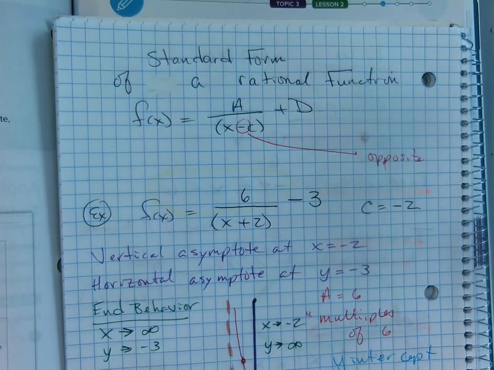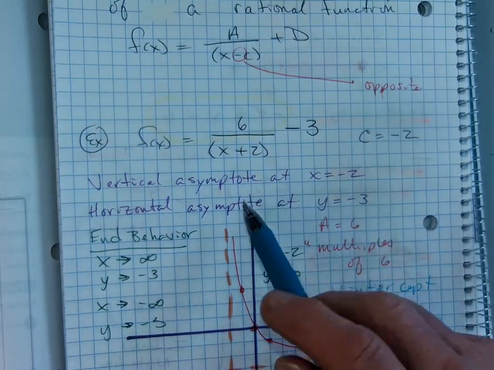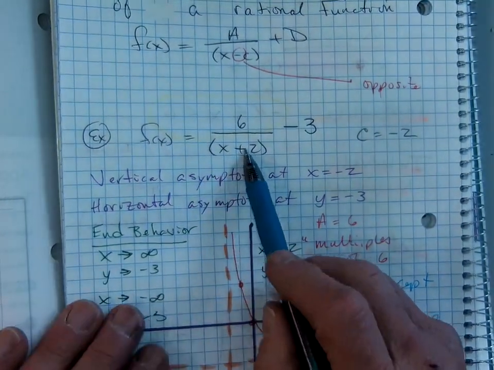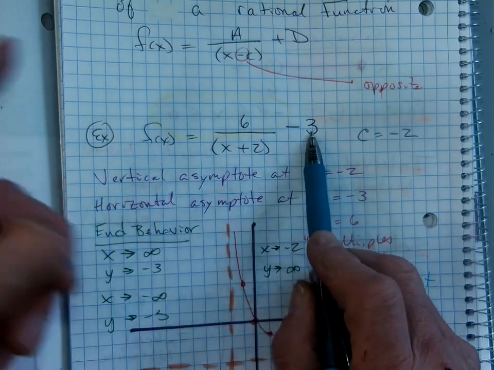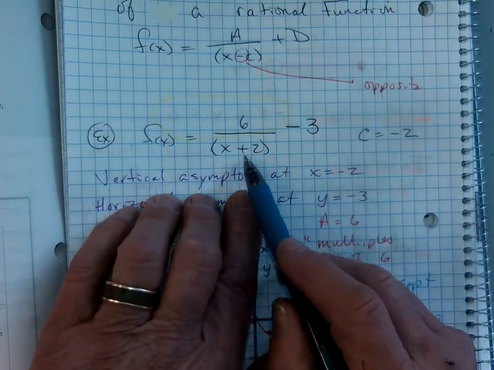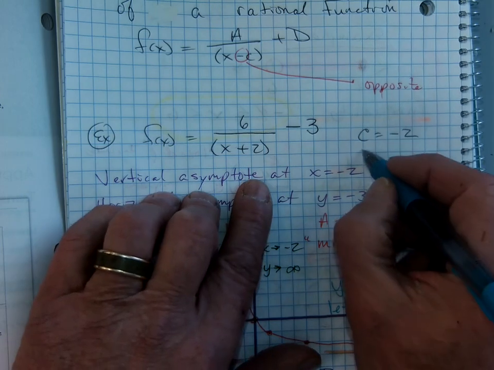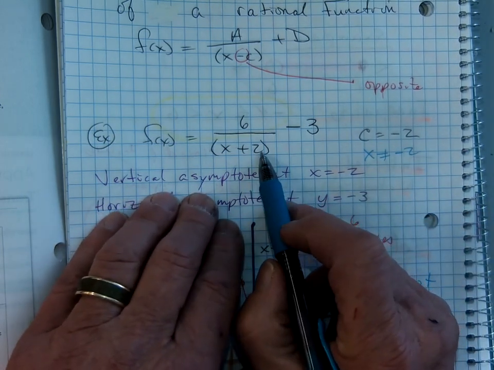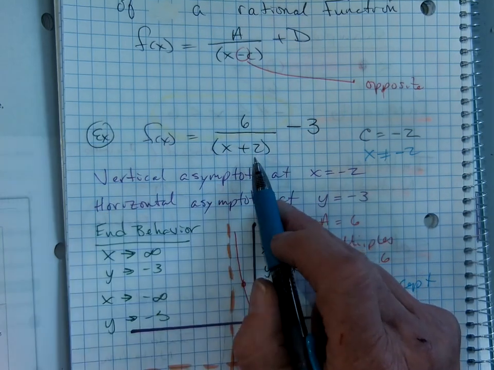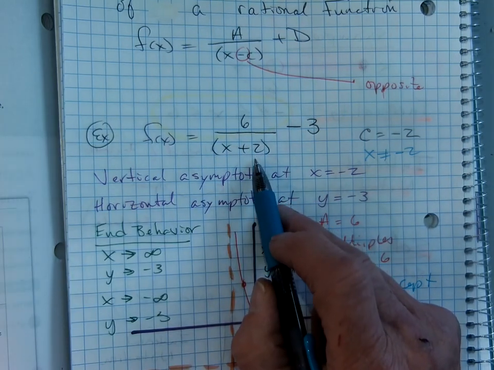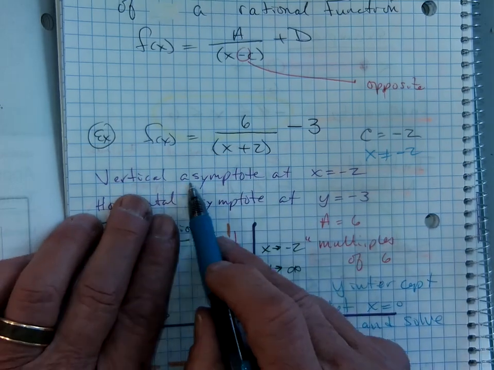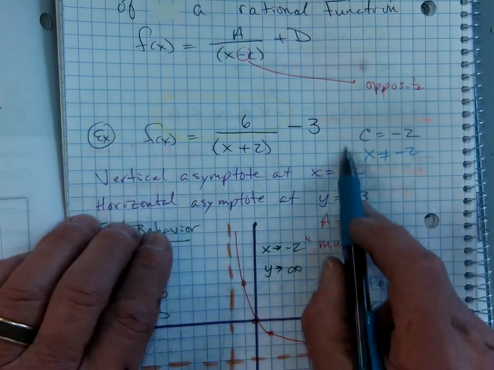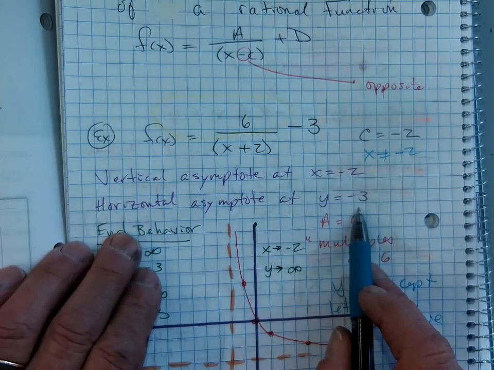Okay, so then what we did is we took a look at an example. f(x) equals 6 over x minus 2 minus 3. So first of all, I know that x cannot equal negative 2, because negative 2 plus 2 is 0. If we divide by 0, it's going to be undefined, or it goes to infinity. So I also know then my vertical asymptote is at x equals negative 2. This number is my horizontal asymptote at y equals negative 3.